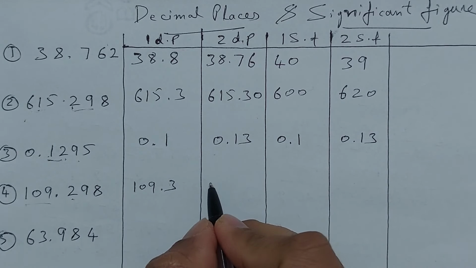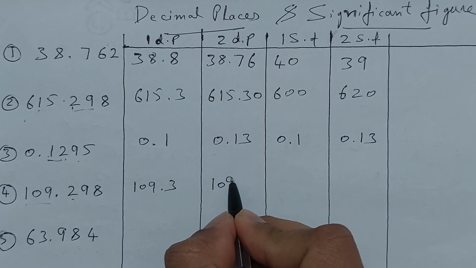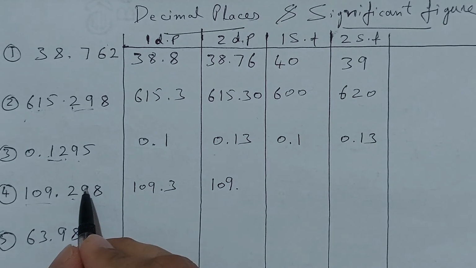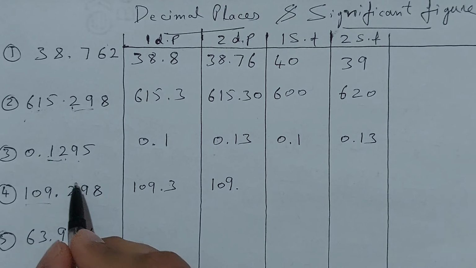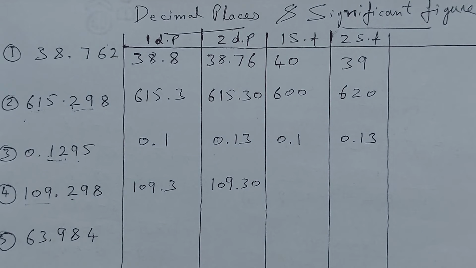2 decimal place, again this will remain same. 109 will remain same. 2 decimal place means now the second number, after second number, the third number is bigger, so it will give 1 to that. That will become 10. 10 means carry 1 here. Again, it will be like that. 30. You guys understanding? Now, one significant figure starts from the very first number.